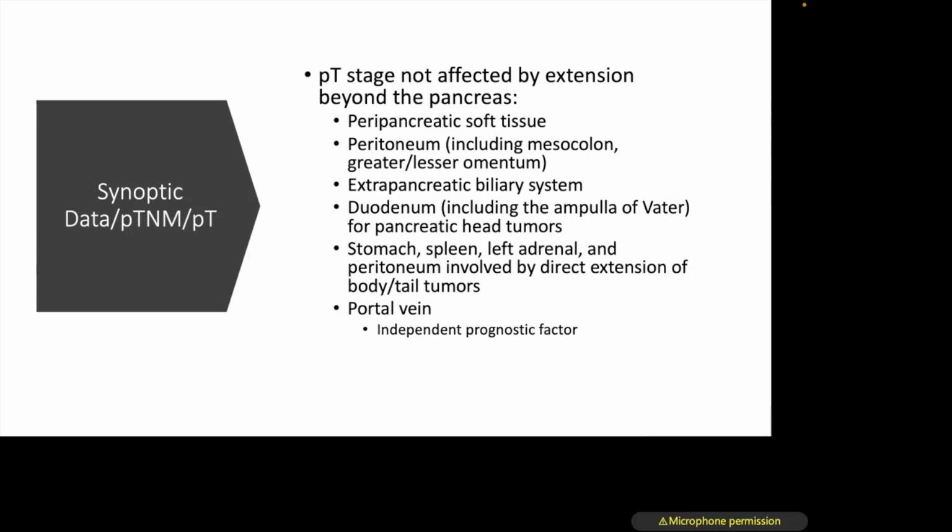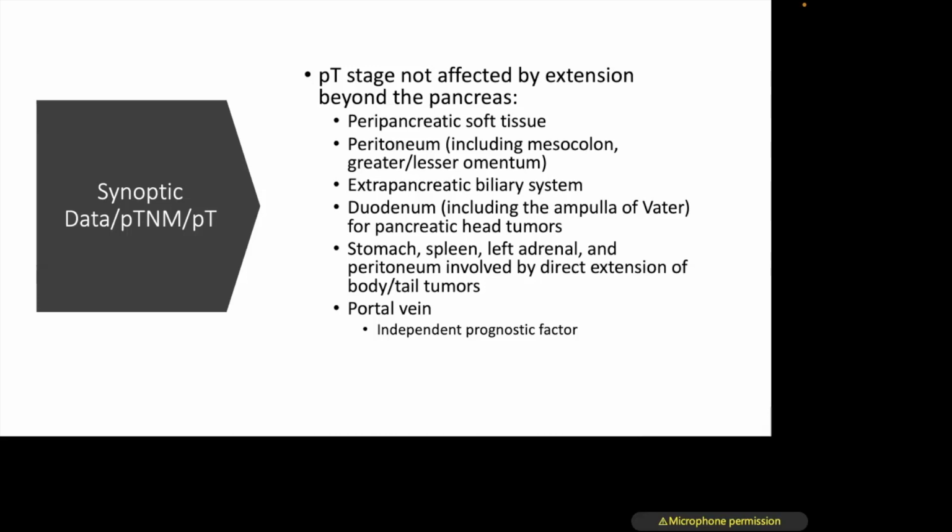So if the tumor goes up the CBD, if it involves the duodenum, stomach, spleen, left adrenal, and peritoneum, those are all considered extensions rather than true metastases. So we actually need to see the tumor continuously growing into those organs. If there's discontinuity, that's a different conversation.